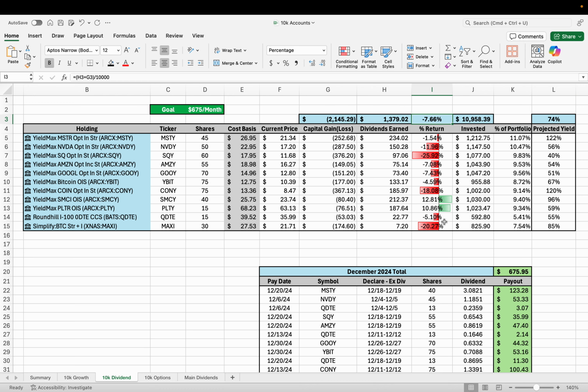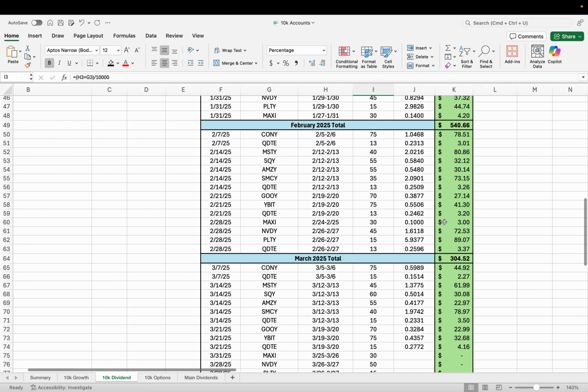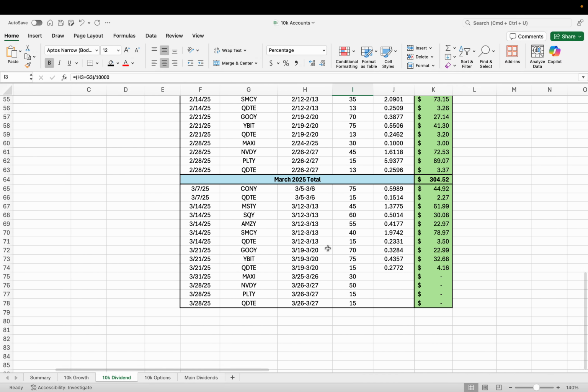So let's scroll down to the March dividend table. What's new as of today? Well, we had three announcements today, as you can see right here. GOOY, YBIT, and QDTE are only weekly paying dividend ETFs. So for GOOY, they announced 32, rounding up to 33 cents per share. I have 70 shares in this portfolio, giving me a total of $23 added to the account.